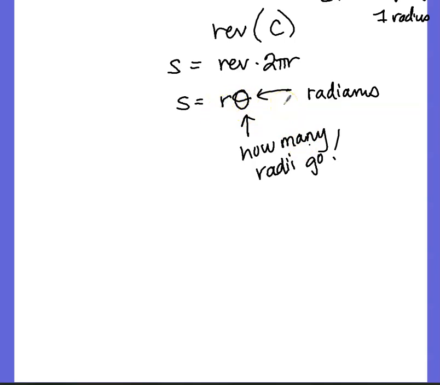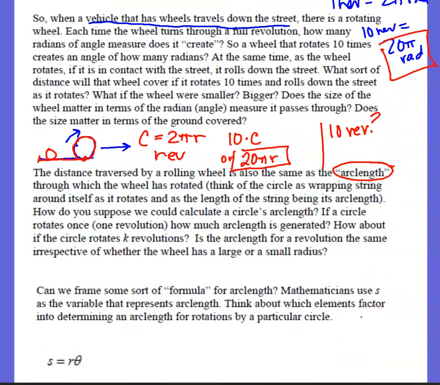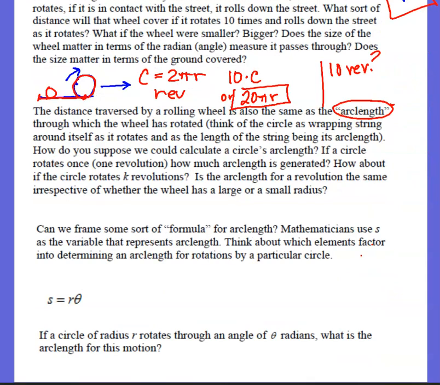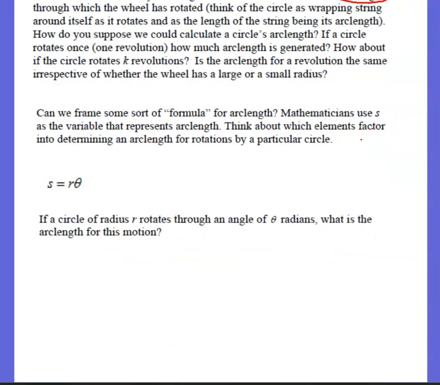Okay, so these are our two different ways. We can either take the number of revolutions times the circumference, or we can do radius length times radians. Okay, these two are the exact same thing. So here's our little formula. We have S equals R theta, or we can also use S equals circumference times the number of revolutions or the number of rotations. You can use either one. They both work. Okay, so let's keep going.